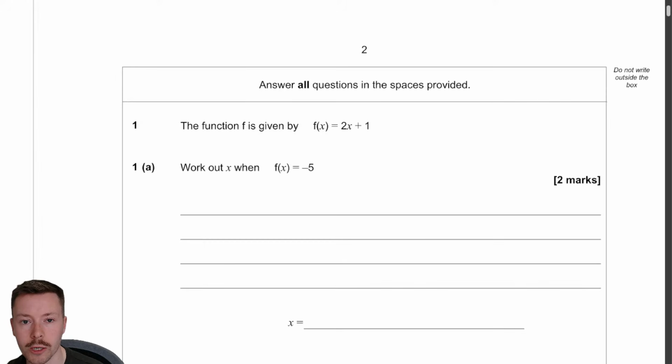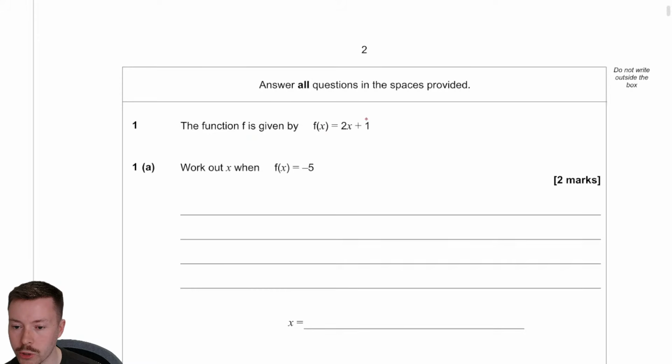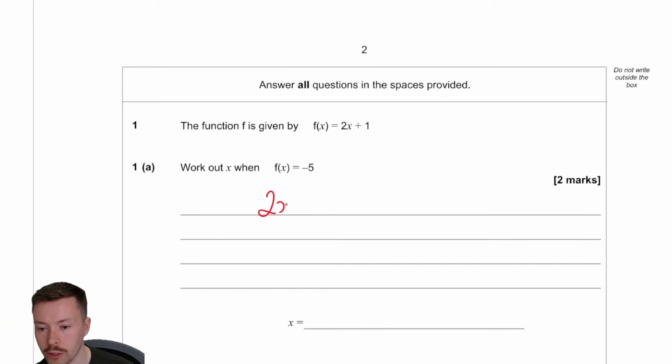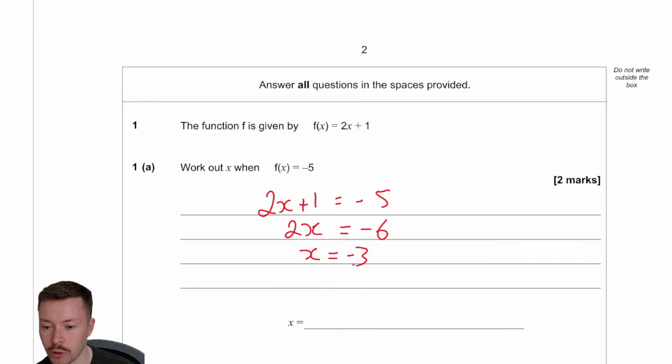Right, let's crack on. The function f is given by f of x equals 2x plus 1. Work out the value of x when f of x is equal to minus 5. So 2x plus 1 is equal to minus 5. Take away 1, we get minus 6. Divide by 2, we get minus 3. So that is the value of x that would give us minus 5.